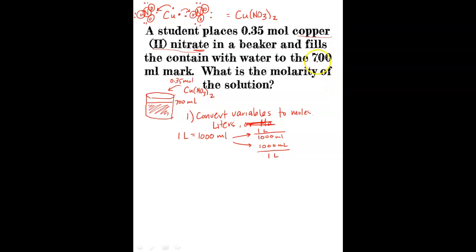So let's take our given. Our given is 700 milliliters. Whatever unit I have here, I instantly place on the bottom. Now I look at my conversion factor, which one has the milliliters on the bottom? It's this one right here. And so I place 1,000 milliliters over 1 liter on top. These cancel out. And my answer is 0.7 liters.